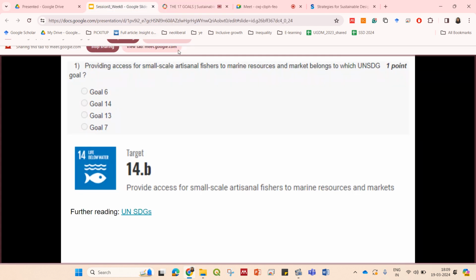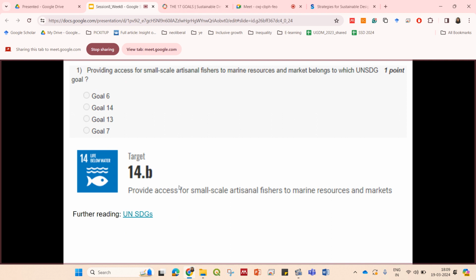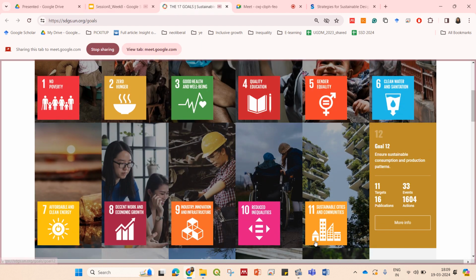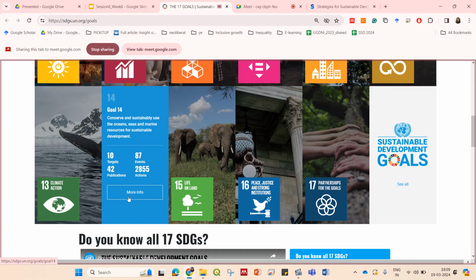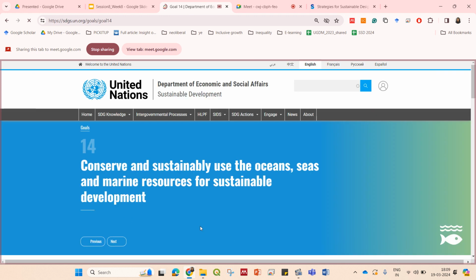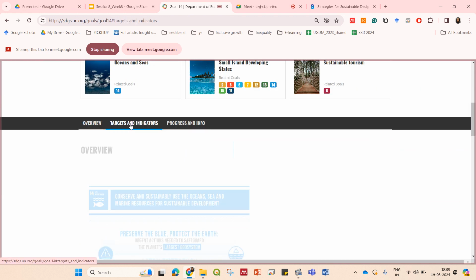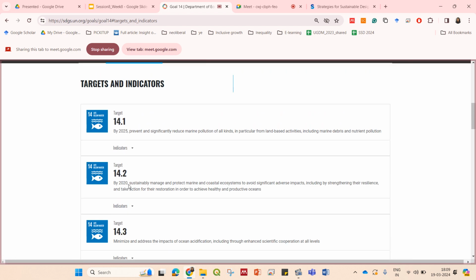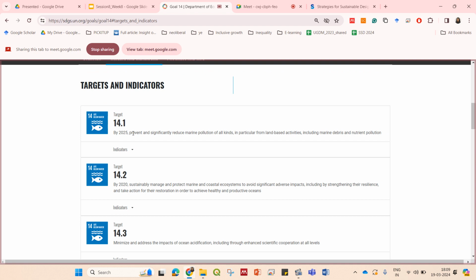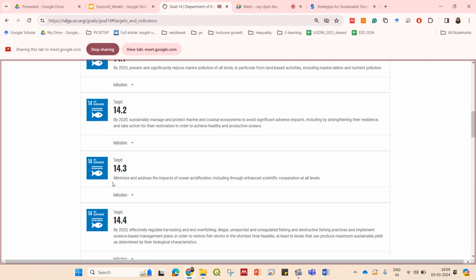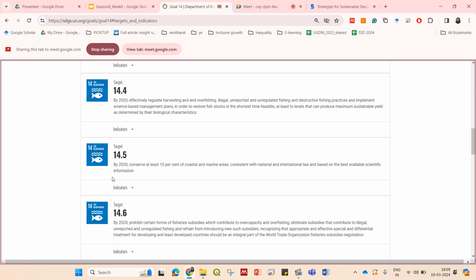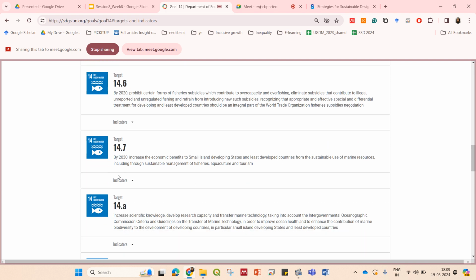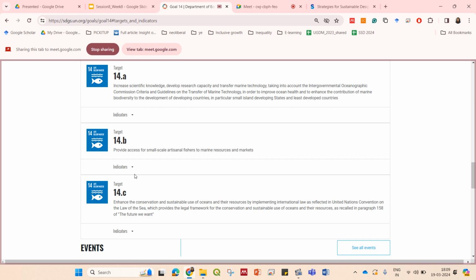So in this case, we are talking about providing access for small scale artisanal fisheries, and we are talking about goal 6, 14, 13, and 7. Most likely it is related to goal 14, which is life below water. And if you go to goal 14 and see the different targets and indicators related to that goal, you will find all the various targets associated with that particular goal, and among those you can check whether the target the question is asking about belongs to that goal or not.